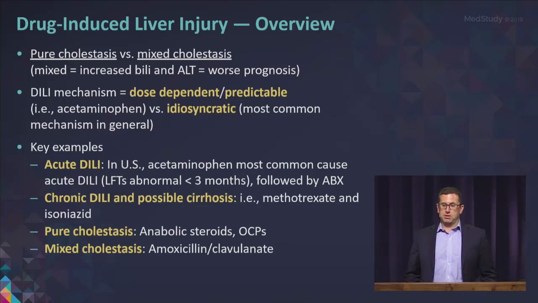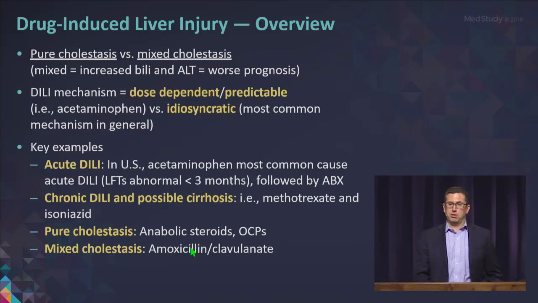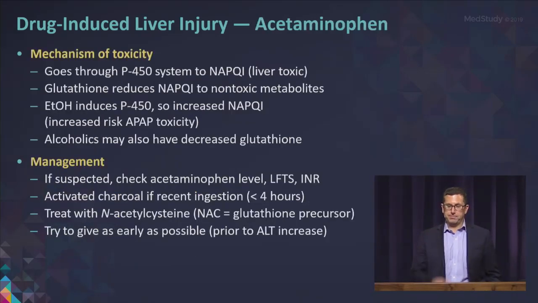A good example of dose-dependent would be acetaminophen. So for acute drug-induced liver injury, acetaminophen is the most common cause, followed by antibiotics. For chronic drug-induced liver injury, classics would be methotrexate. That would be one of the most common. For pure cholestasis, anabolic steroids and oral contraceptives. And for mixed cholestasis, amoxicillin clavulanate would be a typical test question answer.